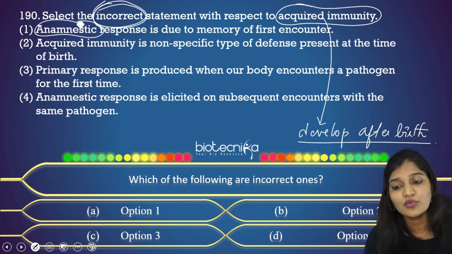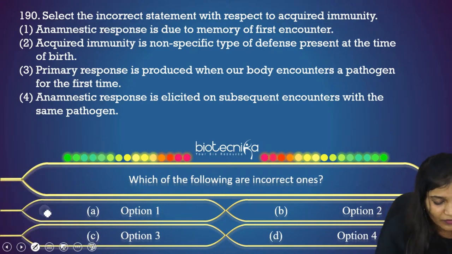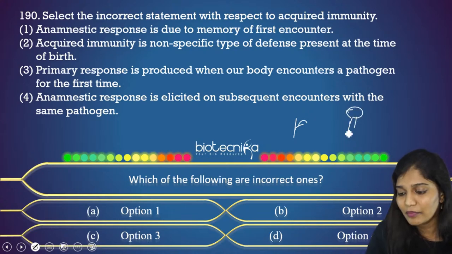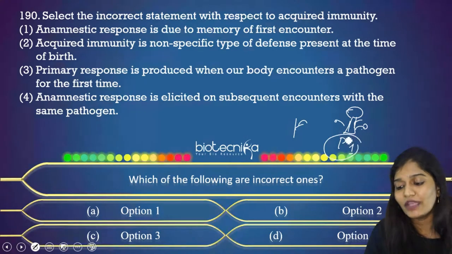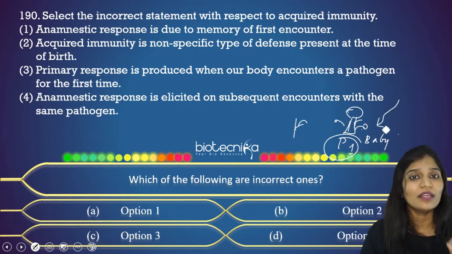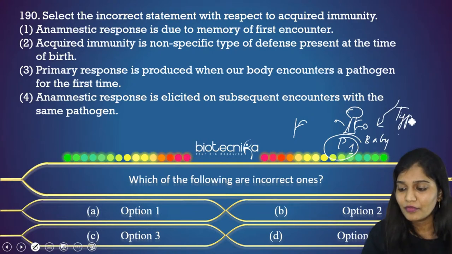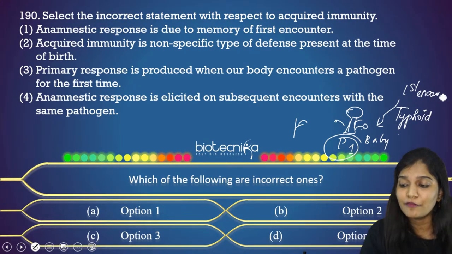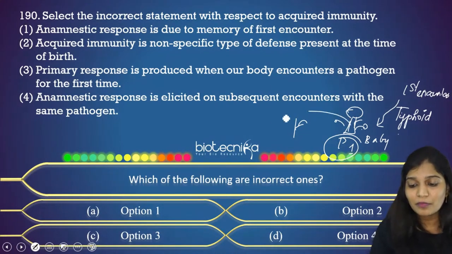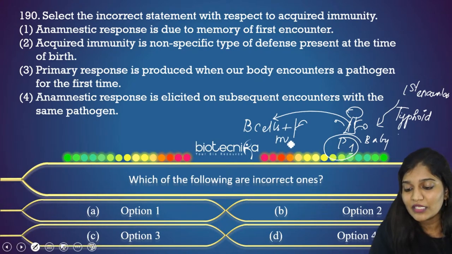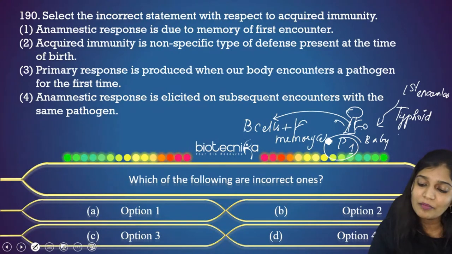Anamnestic response is due to memory of first encounter. Let's understand. Let's consider there is a person, and this person is actually a baby. This baby is first getting one infection. Let's take typhoid. This is the first encounter. First time the baby is experiencing typhoid. That time, inside the baby's body, there would be production of B cells and memory cells. So this used to come from plasma cells.